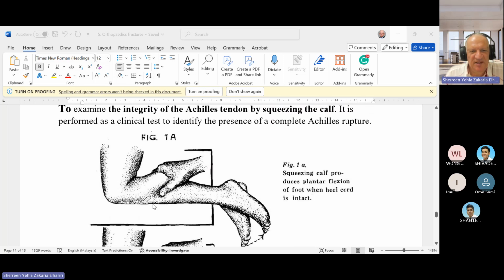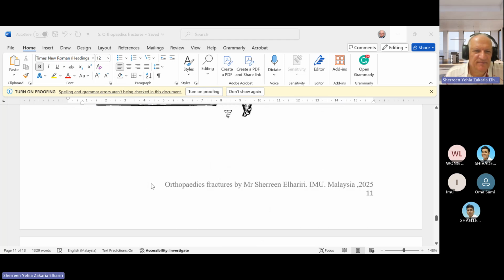So it is important to know Thompson test. Of course, it is different from Homan's test, which we do for deep venous thrombosis. In Homan's test you don't squeeze the muscle. You just dorsiflex or plantar flex the leg, and the patient has pain in the calf muscle.